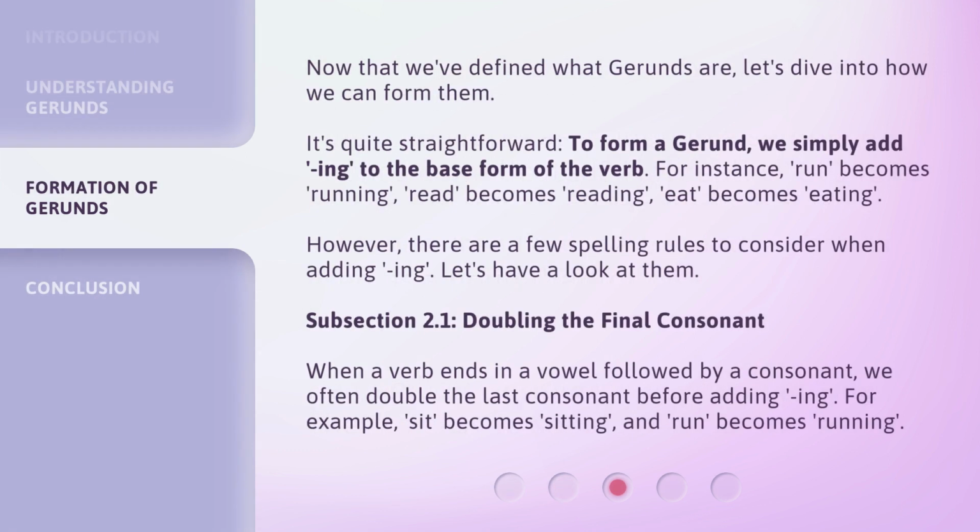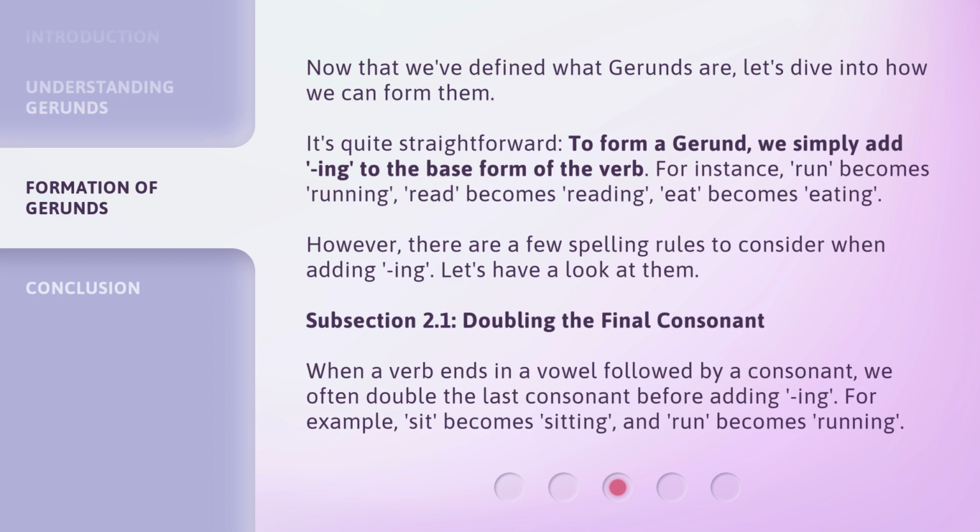Now that we've defined what gerunds are, let's dive into how we can form them. It's quite straightforward. To form a gerund, we simply add -ing to the base form of the verb. For instance, run becomes running, read becomes reading, eat becomes eating. However, there are a few spelling rules to consider when adding -ing. Let's have a look at them.